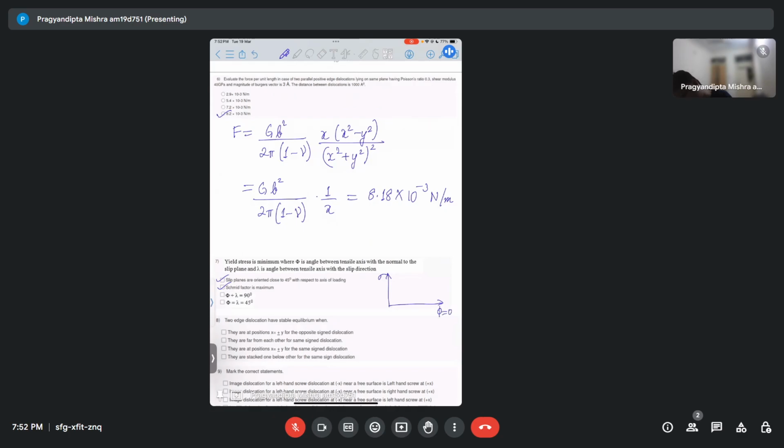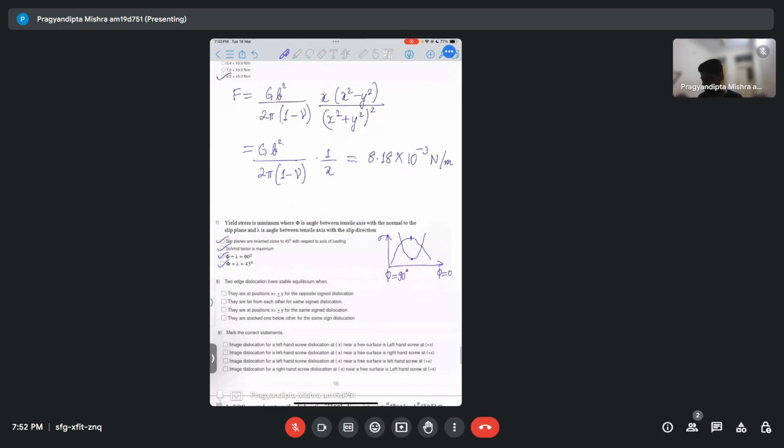With respect to orientation equal to 0, orientation equal to 90. So this was the curve, right? So yield stress was minimum at 45 degree. So Schmidt factor was maximum. Phi plus lambda was 90 and phi and lambda were both equal to 45. So all the options are correct.